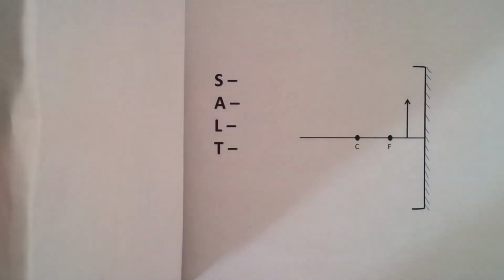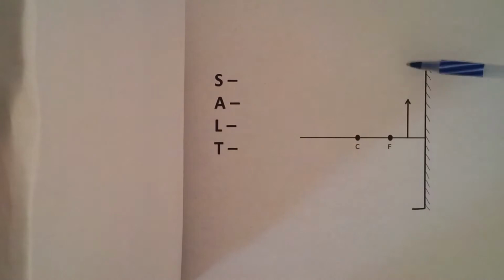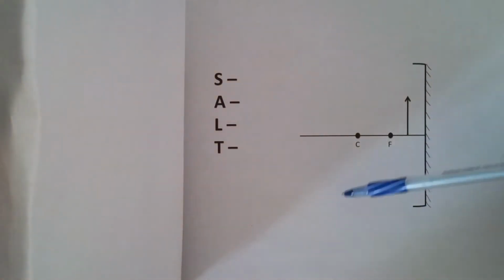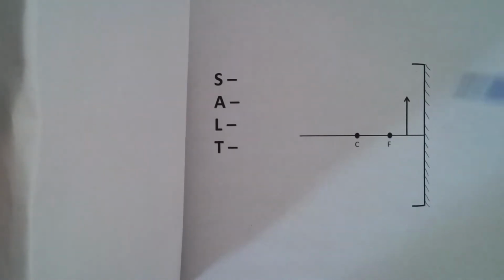This video will show you how to draw ray diagrams for concave mirrors. So we know this is a concave mirror because the mirror curves inward facing the left. So over here on the left side will be the outside of the mirror, and then over here on the right will be the inside of the mirror.